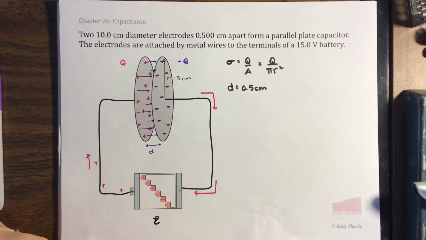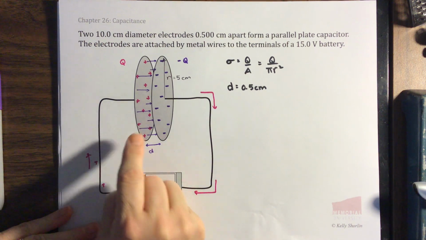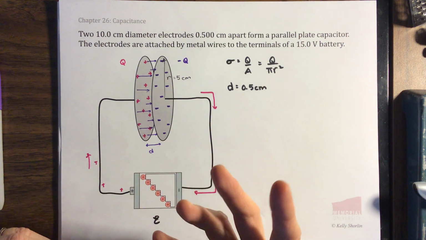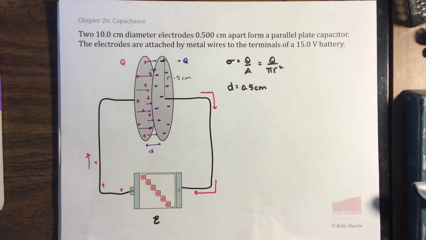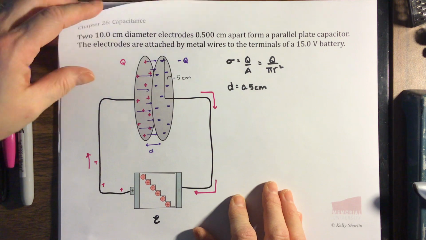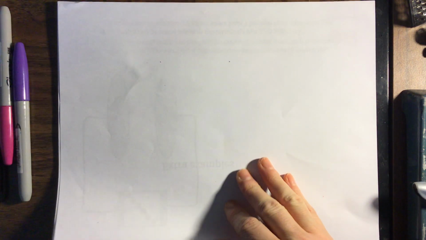So that's what happens when we first hook up the battery. Once we get a potential of epsilon across these plates, the charge no longer flows and there's no more current. So I think that's a nice deep description of what's happening with the capacitor. Now let's get into answering the questions.